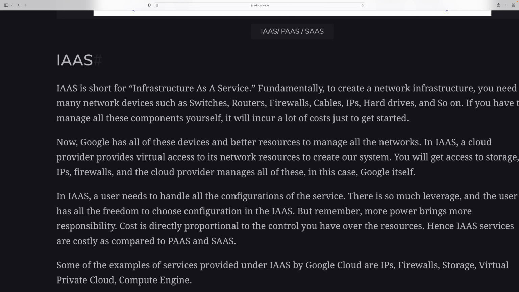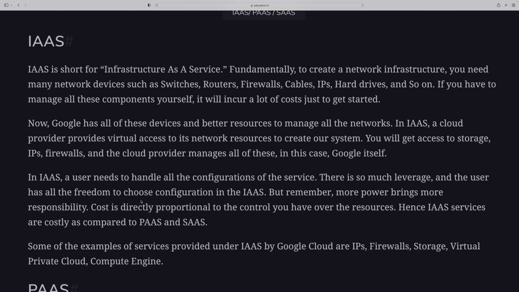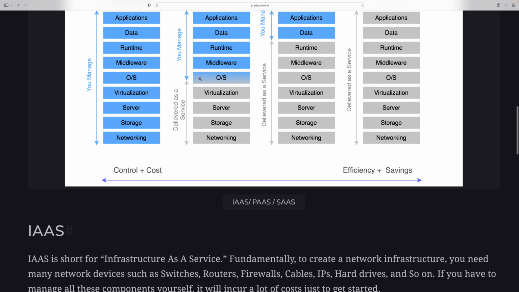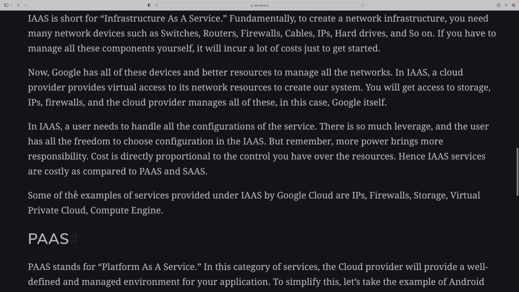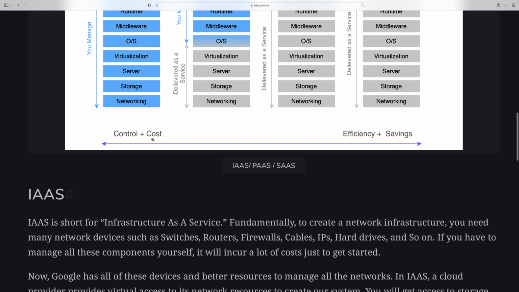IaaS users need to handle all the configuration and service. There is not much leverage, and the user has the freedom to choose configuration in IaaS. But remember, more power brings more responsibility. Cost is directly proportional to the control you have over the resources. Hence, IaaS services are costly compared to PaaS and SaaS, because you have a few things you need to handle, and most things they are handling. Some examples of IaaS services are GCP IP firewalls, storage, virtual private cloud, and computing service. Private cloud is also managed by them, so they will charge.